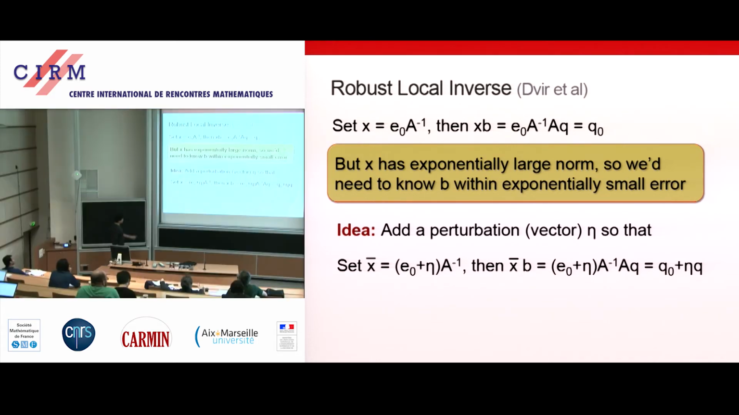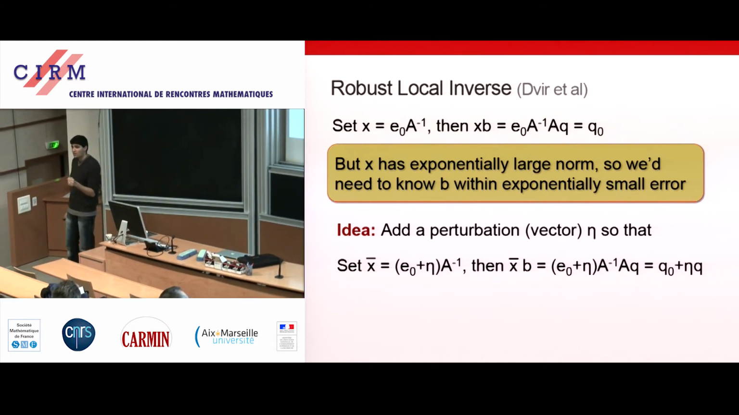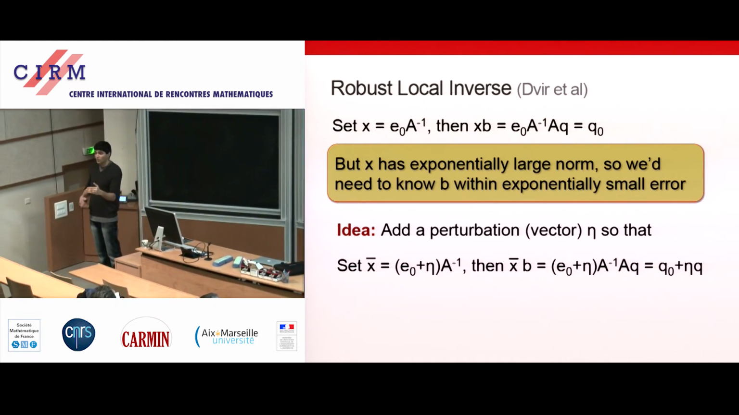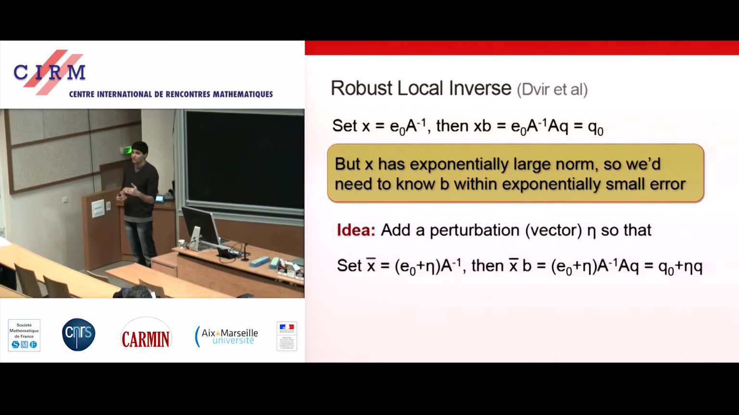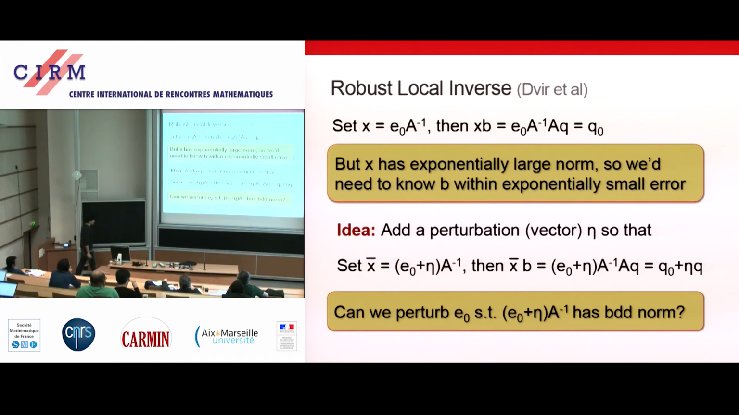Then x bar times B, you can see, again, the A's annihilate. You're getting Q0, but you have some bias on your estimator that corresponds to how large this perturbation is. So the game is: is there a small perturbation that I can add which reduces the variance from exponential to polynomial? And that's the entire game. So can we perturb E0 so that this resulting thing has bounded norm? Now this is what's funny about robust local inverse.